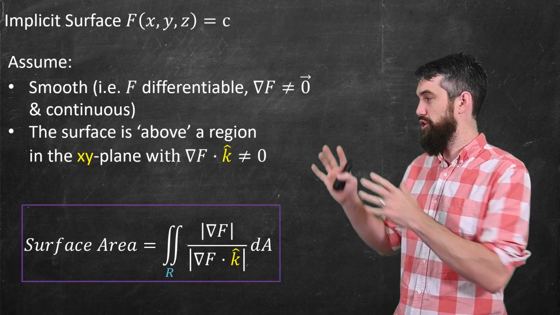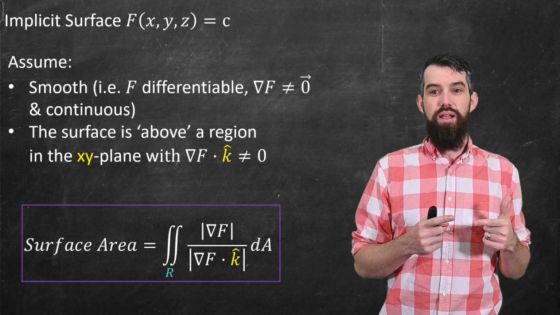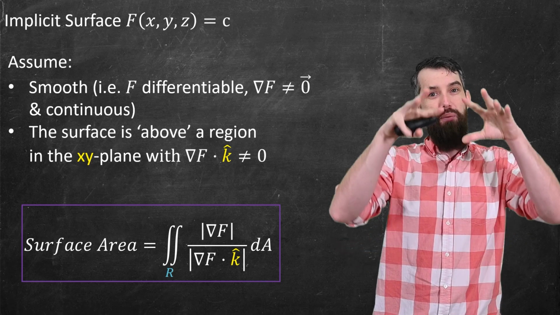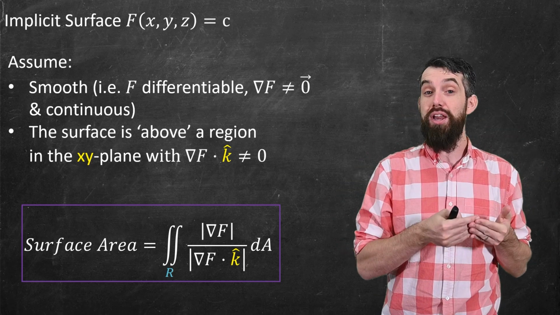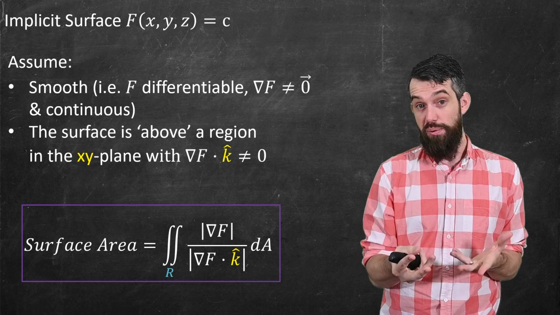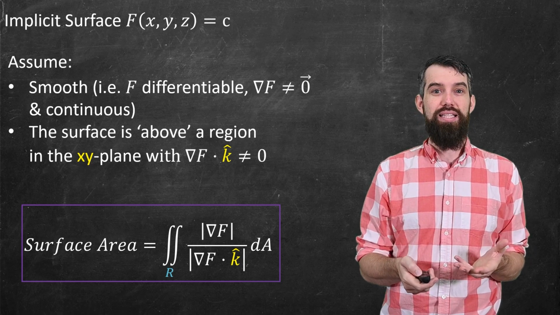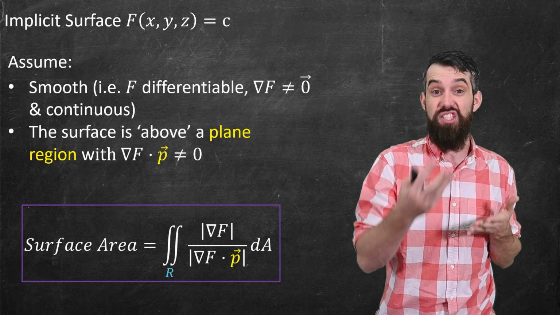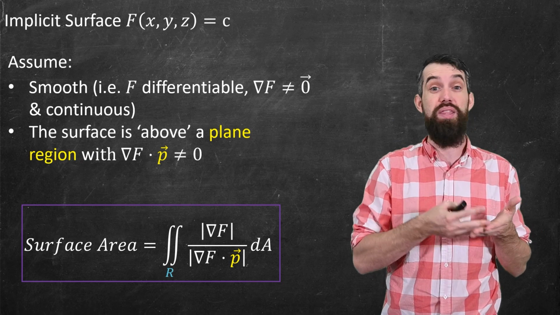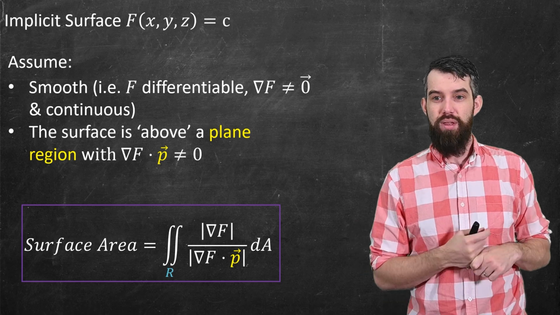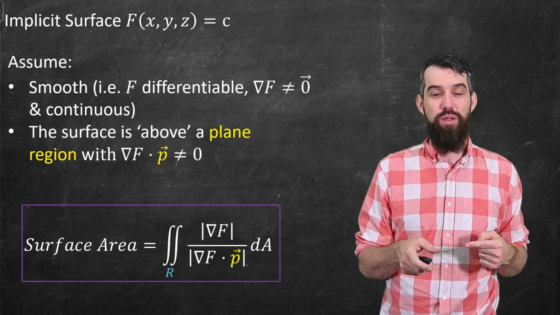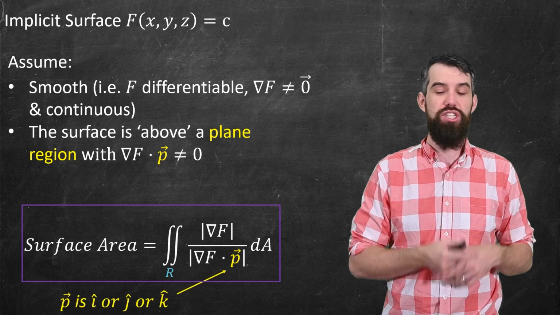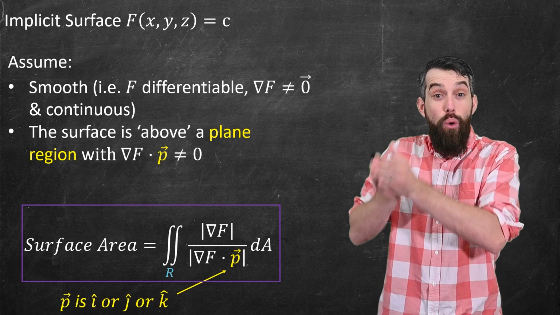Okay, so returning to our statement with the assumptions, the actual assumption that it was over a region in the xy plane and that we were dotting it with k hat was actually a little bit arbitrary. In fact, I could replace this with a generic plane, where it could be the yz plane, the xy plane, or the xz plane, it doesn't matter. What I'm doing is replacing k hat with what I'll call a vector p, and p here is just i hat, or j hat, or k hat.